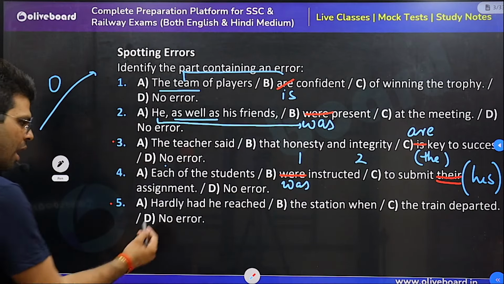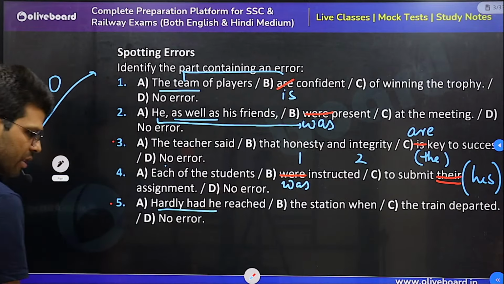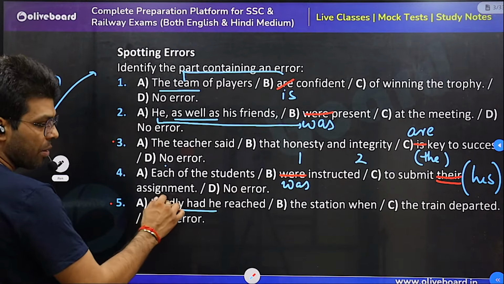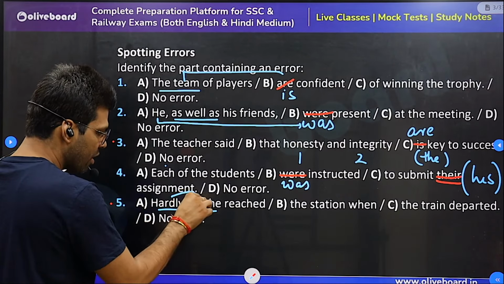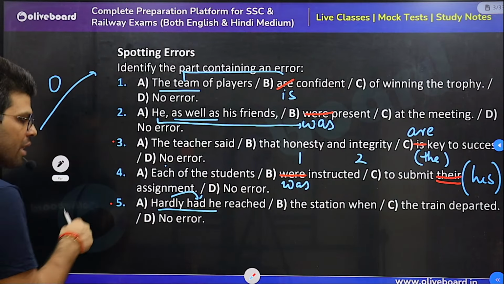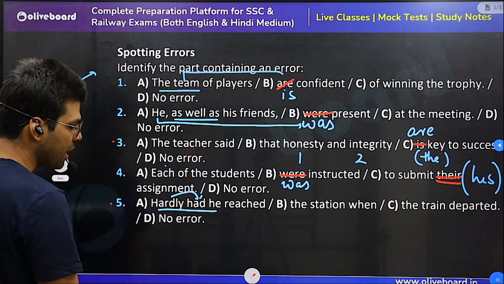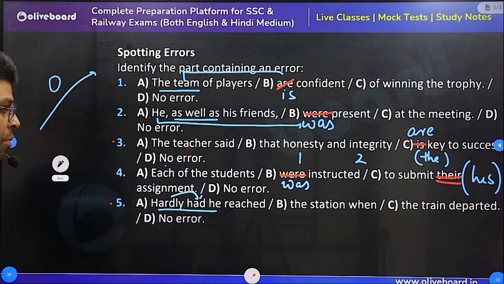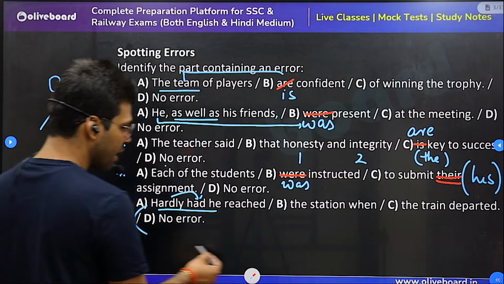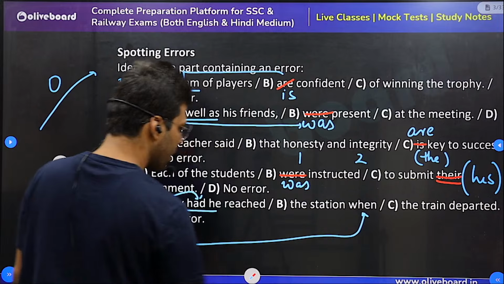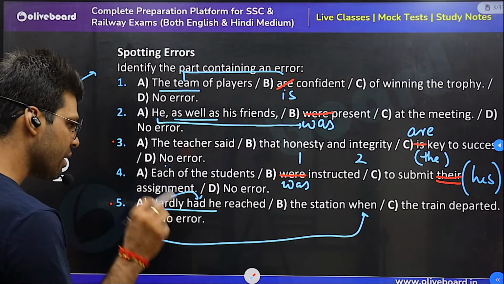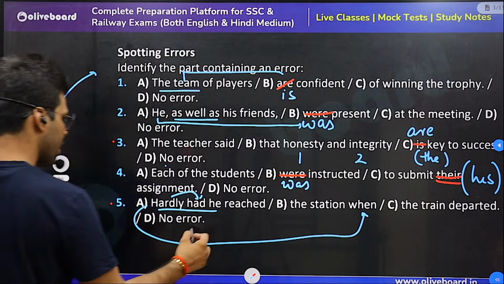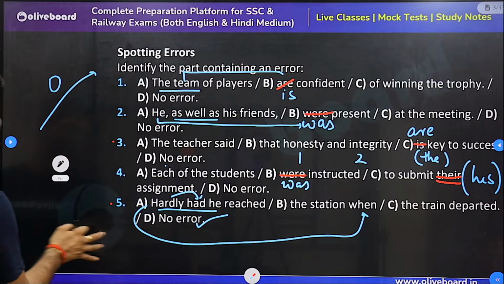And the last one, hardly had is correct. We'll study in adverbs: hardly, barely, scarcely. These are adverbs, and basically adverbs modify verbs, either the helping verbs or the auxiliary verbs. In English, this is called inversion. And one of the common words in English, hardly, takes its pairing with when. So this is all correct. Hardly had he reached the station when the train departed is all correct.